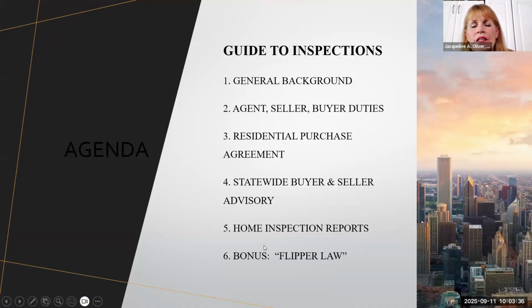Okay, there we go. This is the outline of what we'll be discussing today. There'll be a general background, then we'll talk about the agent and seller and buyer duties. And then we'll talk about those provisions in the residential purchase agreement that pertain specifically to home inspections. We're also going to discuss the statewide buyer and seller advisory, why that's important. And then we're going to take a look at a home inspection report. And the bonus is the flipper law, and I'm going to tell you how to handle that.